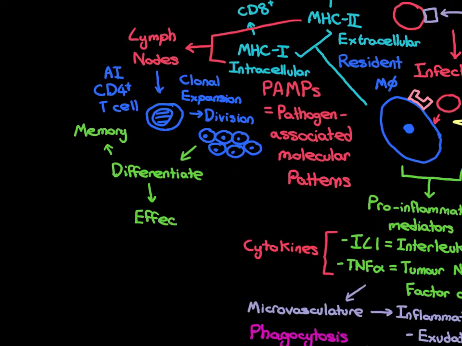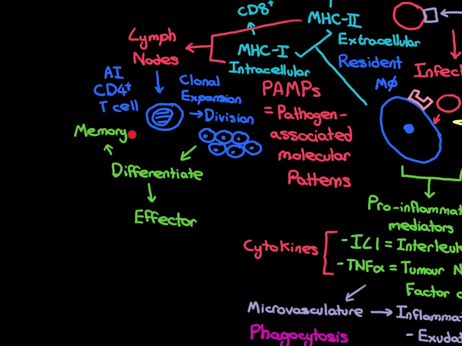Now the effector CD4 positive T cells are of course the ones that are actually going to do something, but the memory ones are extremely important as well. So let's start with the memory ones. A small fraction are going to become memory. Most of them are going to become effector CD4 positive T cells.